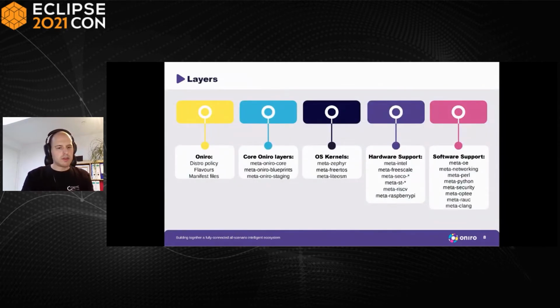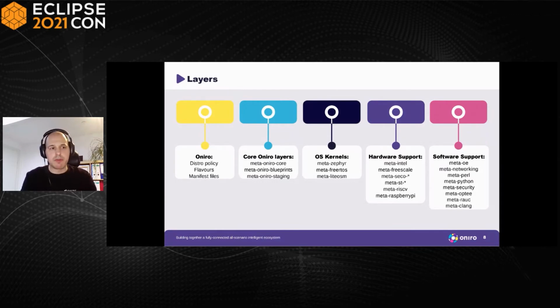So after talking about the flavors, we now can go a little bit more into the layers we are using right now. If you start on the right side, you can see that we have different software support layers. This could be very specific to things like over-the-air updates, where we would use something like meta-rauc. It could also be specific to networking services, where we use meta-networking. But it could also be just programming languages, Python, Perl, stuff like that, or specific parts for security, or even the whole toolchain, like meta-clang or something like that.